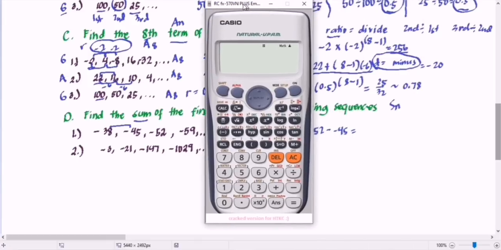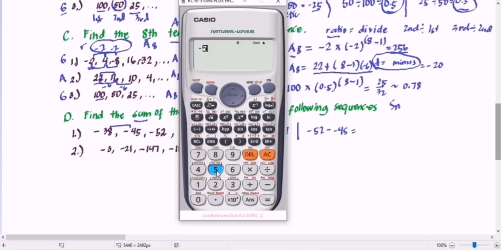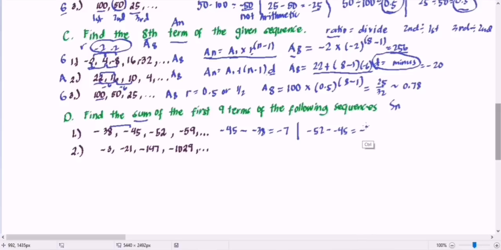So, ang ikakalkula natin ay negative 52 minus negative 45. So, that is equal to negative 7. Kung mapapansin ninyo, parehas na kaagad yung naging sagot natin. Parehas negative 7, therefore, it's a common difference. So, d is equal to negative 7, not r. Hindi kayo gagamit ng r.